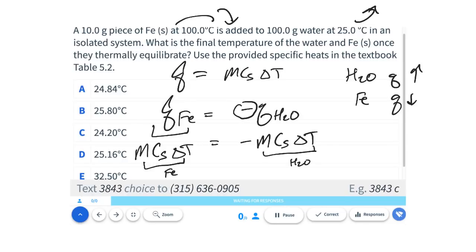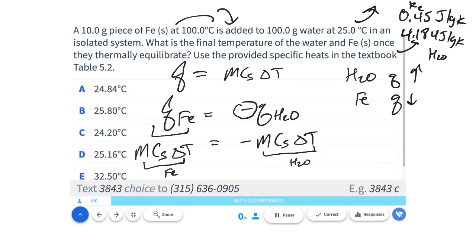Okay, so we'd be plugging in, using the provided specific heats in the textbook. We had that on a slide from the last notes, and I do believe I remember this off the top of my head, but it's 0.45 joules per gram Kelvin for iron, and it's 4.184 joules per gram Kelvin for water. So that's water, that's iron.